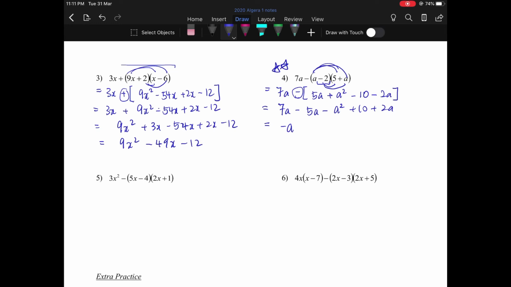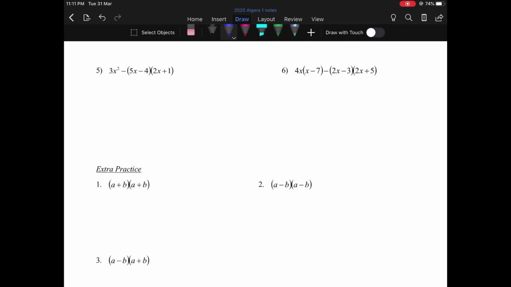To simplify, let's rearrange the terms first. And we will get -a squared. For the a terms, 7 minus 5, you will get +2. Then we add 2a, so we will get +4a. Lastly, plus 10. You may pause the video and try question 5 and 6.